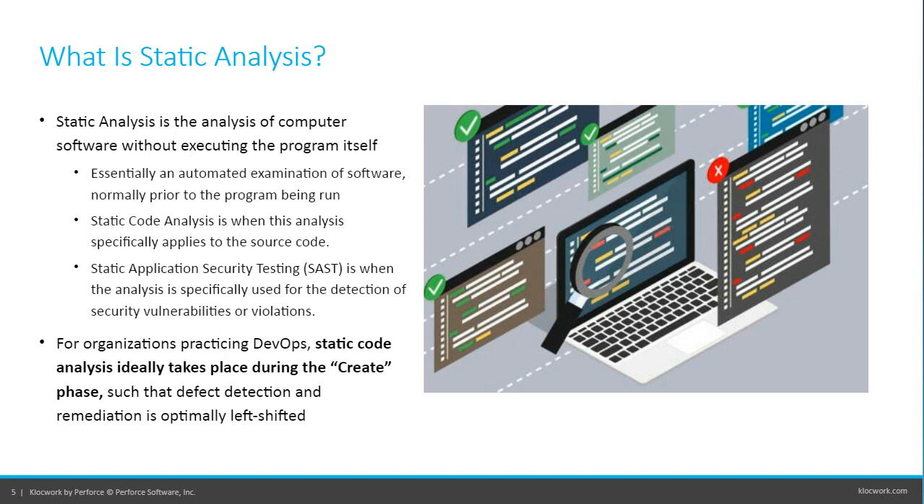For organizations practicing DevOps, static analysis is really an ideal piece to add into those cycles, and it's something that generally will take place in the create phase of your DevOps cycle. The idea being that as soon as the code is being created itself, we're able to analyze that code and the implications of the changes to that code, and therefore detection and remediation of problems, vulnerabilities or other quality issues or compliance problems is optimally left shifted in the cycle.